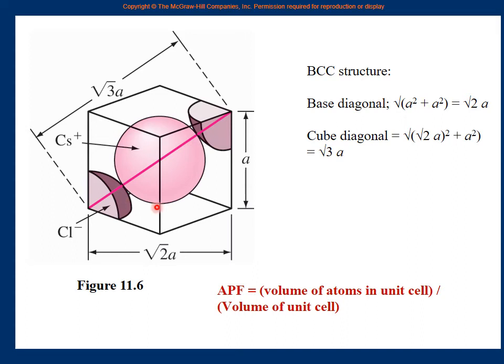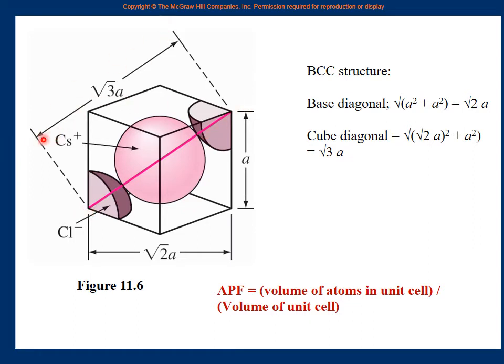So you see, this is what I told you, that this is the BCC structure. But this time, this is chlorine and that is chlorine, and the center is cesium. The rest is the same. Remember, if one side is A, then this bottom diagonal was root 2A and this diagonal was root 3A.